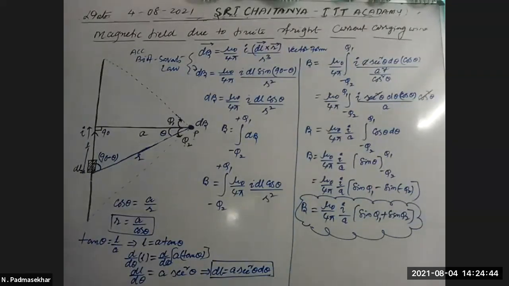B is equal to mu naught by 4 pi, I by a, the integral of cos theta d theta is sin theta. So substitute the upper limit and the lower limit, and finally we get B is equal to mu naught by 4 pi, I by a, sin phi 1 plus sin phi 2. Okay, did you understand?